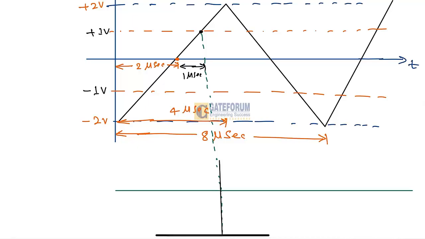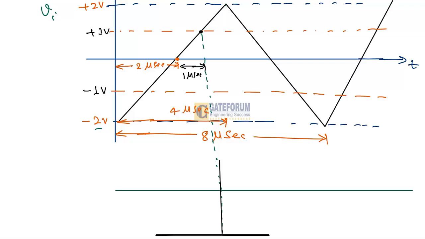So here you'll see that this is the triangular waveform given as an input. This is the input waveform, and its peak is plus minus 2 volts. This is minus 2 volt, this is plus 2 volt, and it has a time period of 8 microseconds. So to complete one cycle it takes 8 microseconds.